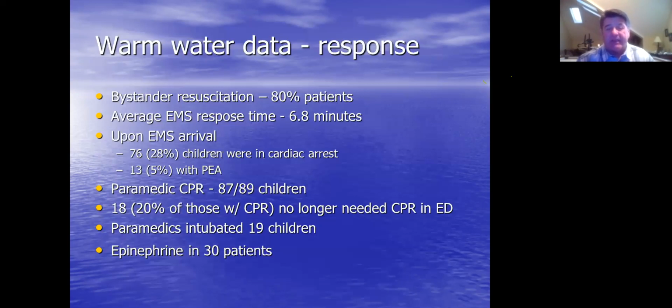Paramedics did CPR in 87 out of 89 of these children. I'm assuming the other two kids either were awake or actually had been under for too long. And 20% of those with CPR no longer needed CPR when they reached the emergency department. And keep in mind that we said survivability a few slides back, that if CPR has to be done in the emergency department, there's a significant decrease in survivability. So if CPR is being done in the emergency room, not all hope is lost, but most hope is lost. Paramedics intubated 19 of these children and used epinephrine on 30 of these patients.